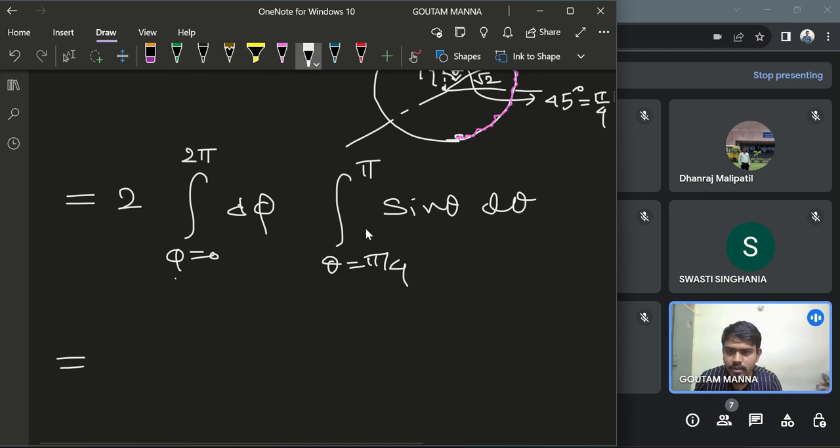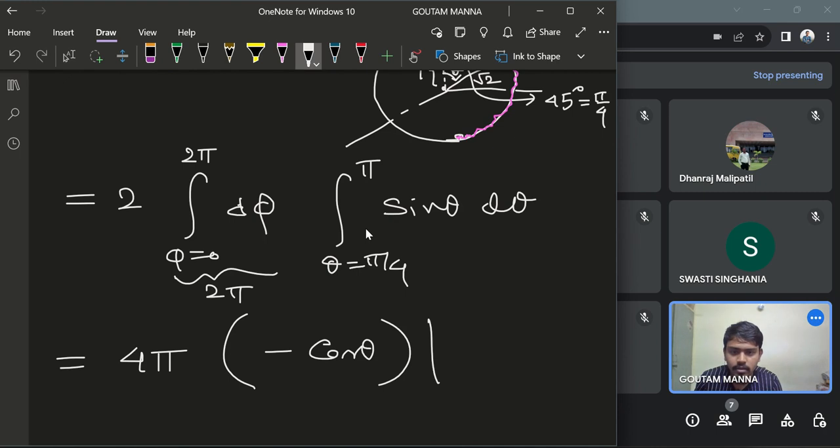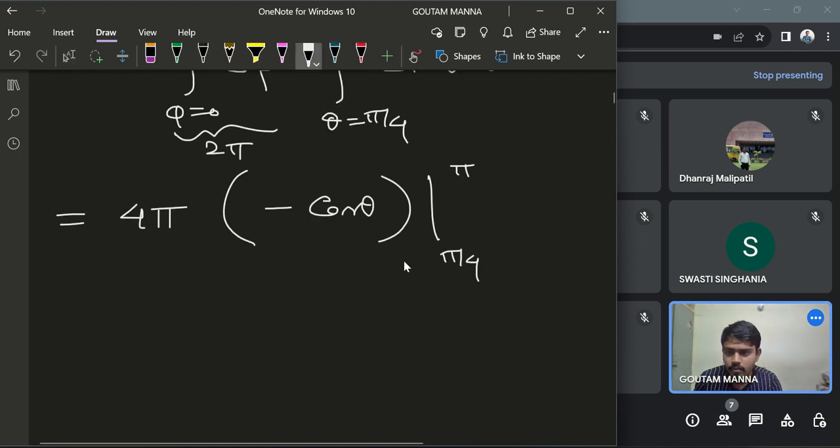So this integration will be 2 pi, so it will be 4 pi. This integration will be minus cos theta, and the limit of theta will be from pi by 4 to pi. So then it will be 4 pi, cos of pi is minus 1, so it will be plus 1, there is a minus sign already there, and there will be a minus of this because we are putting a lower limit, so it will be plus, and cos of pi by 4 is 1 by root 2.